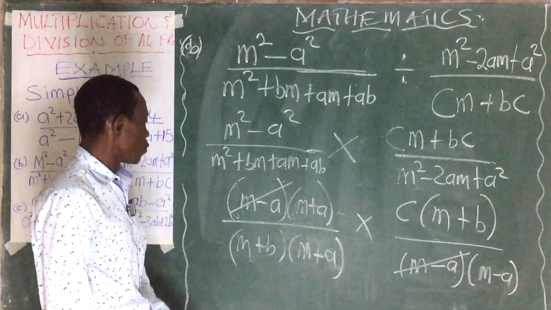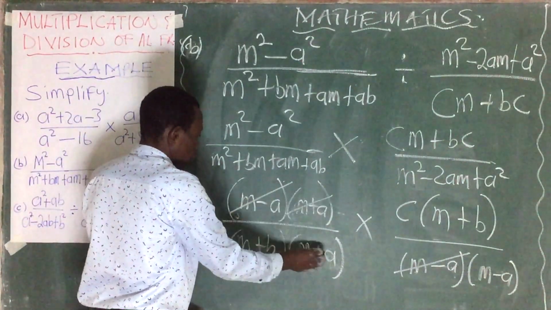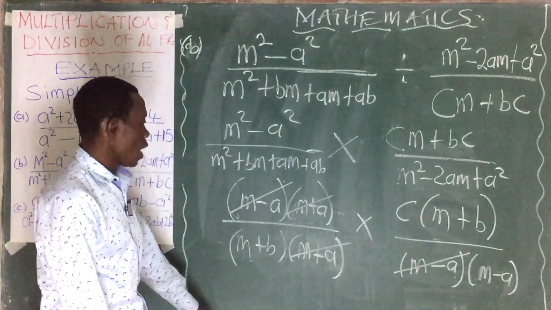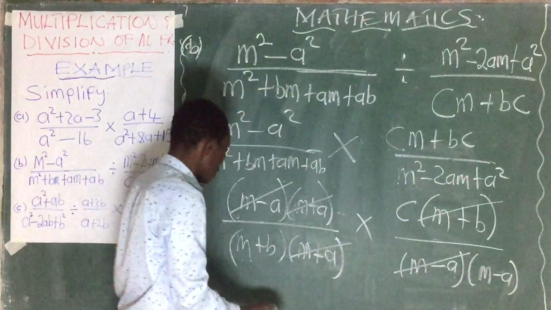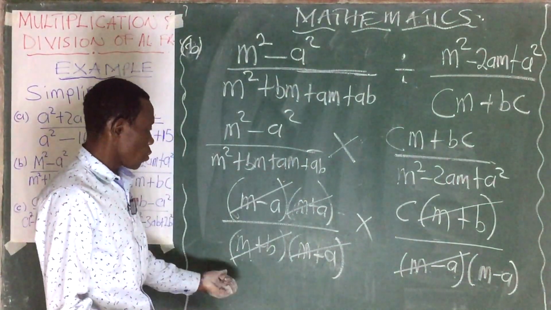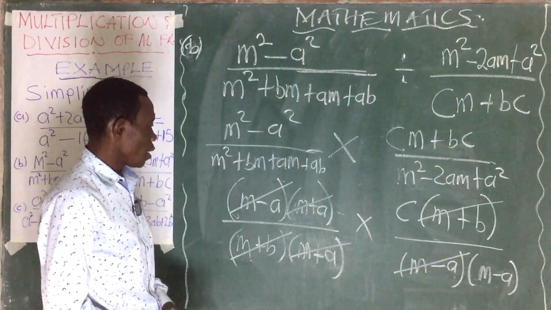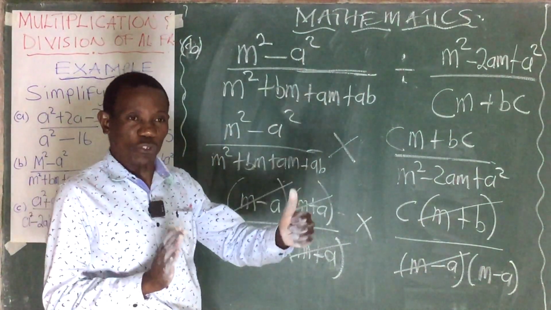And here I also have m plus a. So here there's also m plus a, so this one cancels with this one here. Here I also have m plus b. This m plus b will cancel with m plus b as such. Right. So once that is done, it means what remains will form the solution.